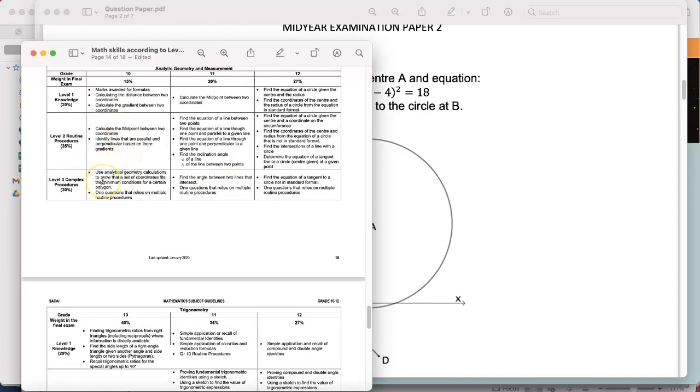Let's just now look at what would be level 3, complex procedures. So if you have to use analytic geometry calculations to show that a set of coordinates fits the minimum conditions for a certain polygon. So for example, they give you a set of coordinates and they say, show that this is a parallelogram. Now you need to use not just your formulas, but your understanding. You need to think about it. Okay, parallelogram.